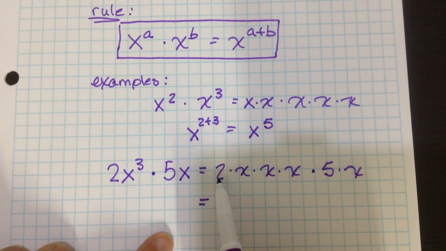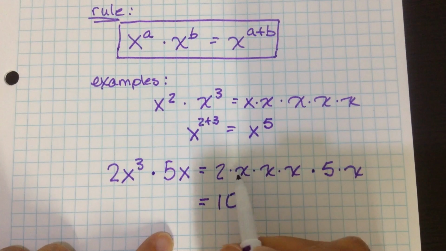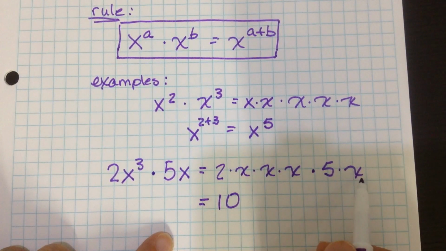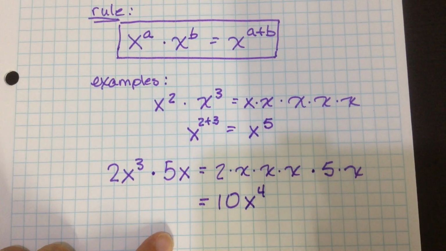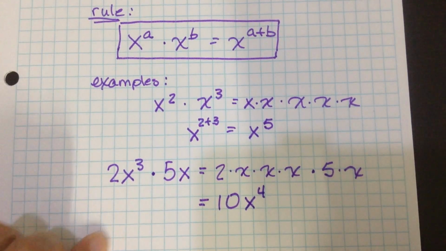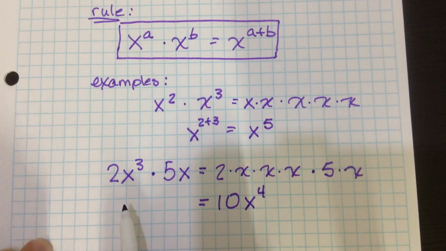Well, that's pretty straightforward. 2 times 5 is 10. And how many x's are multiplied together here? 1, 2, 3, 4, x to the 4th. And of course, we could have taken a shortcut. So on this side, let's take a look.